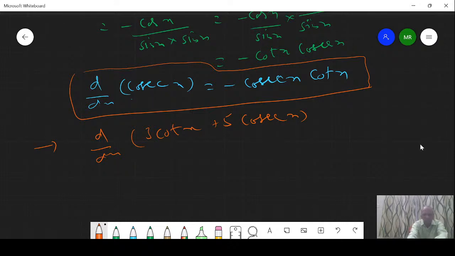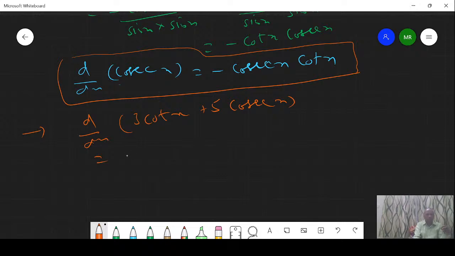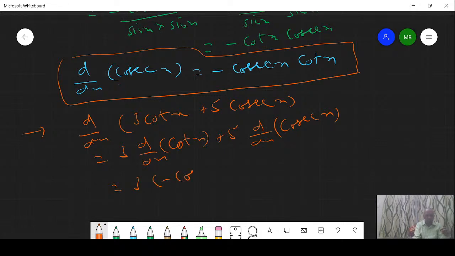But once we know the values, we can write 3 into d by dx of cot x plus 5 into d by dx of cosecant x. Now we know that the derivative of cot x is minus cosecant square x. See, I have given the list of the formulae. You remember that. Everyone should maintain the list of formulae. The derivative of cosecant x is minus cosecant x cot x.